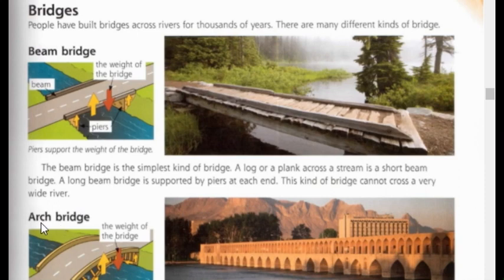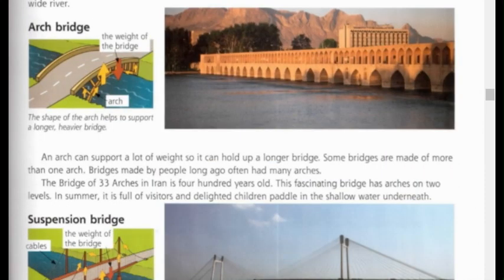Look at the arch bridge here. Let's see the other kind, which is the arch bridge. The weight of the bridge here. Can you see the weight of the bridge here? Where is the weight? All the weight of the bridge is on the arch. يعني وزن الجسر كله بيجي على هذا المنحنى، على الarch.